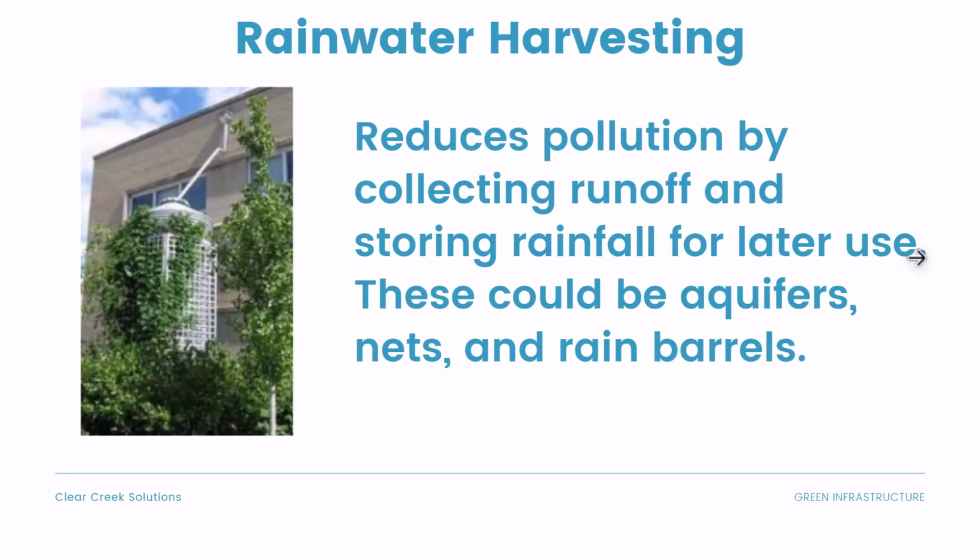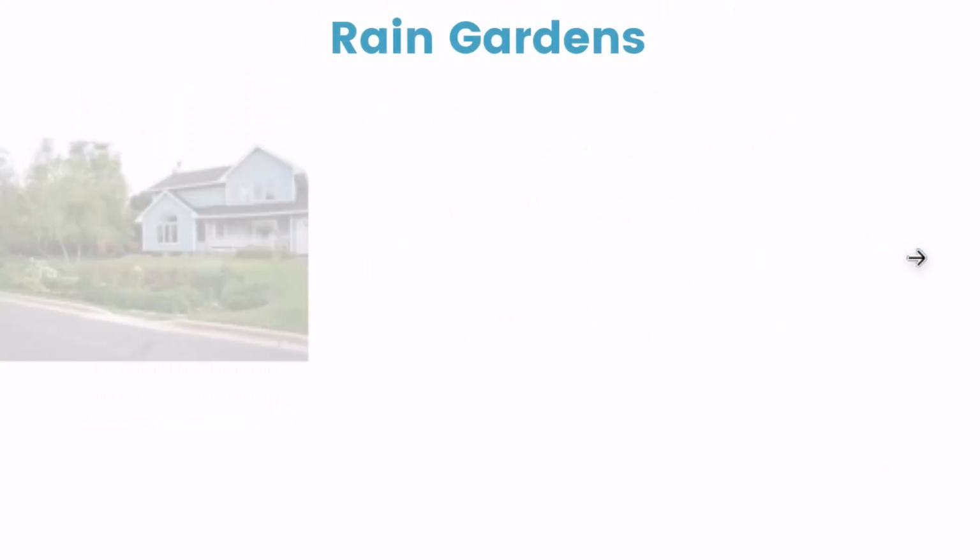Then there's rainwater harvesting, which can reduce pollution by collecting runoff and storing rainfall for later use. Aquifers could be a part of this. Nets and rain barrels are often used for rainwater harvesting. We don't want to do this too much because we don't want to remove too much water from the natural environment, but it is an option.